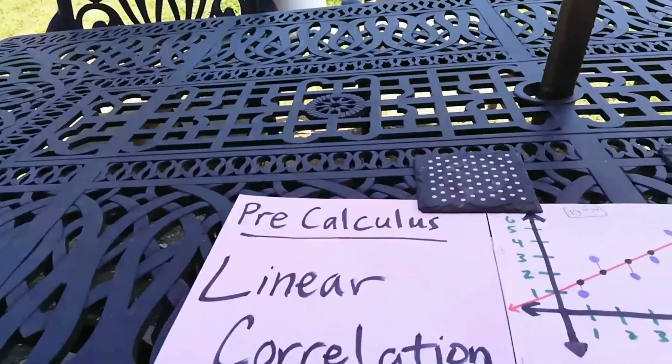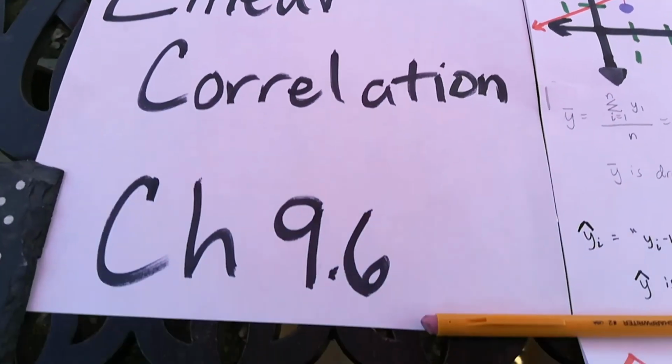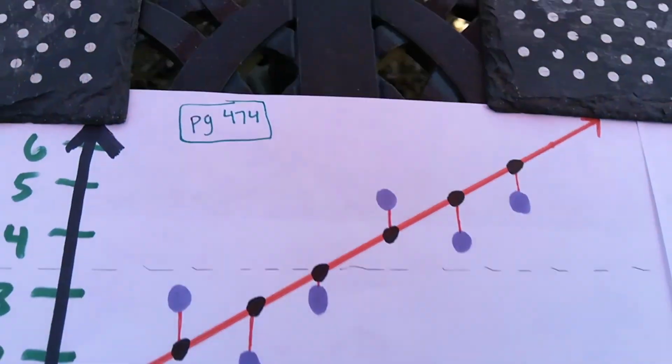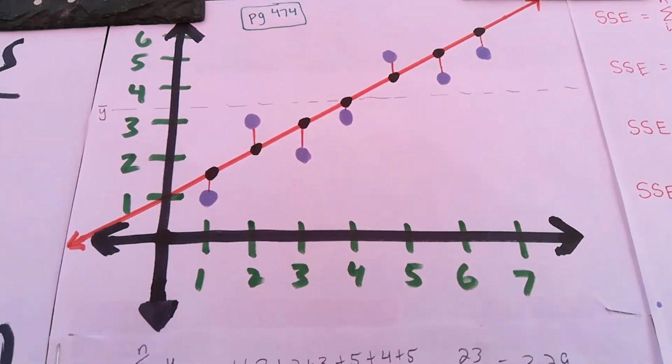Class. Guess what? It's time for some linear correlation, which is chapter 9.6. Let's go ahead and turn this over right there. So, pre-calc, linear correlation, chapter 9.6. Let's go ahead and look at page 474.